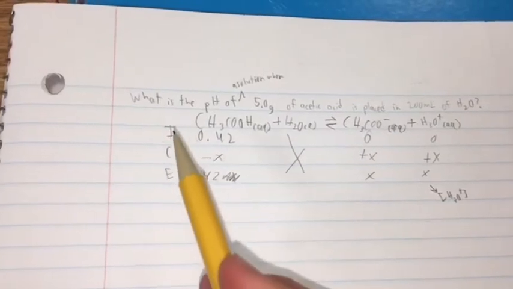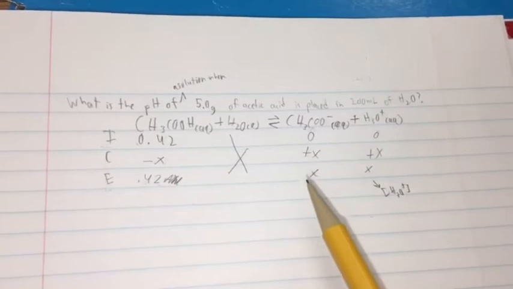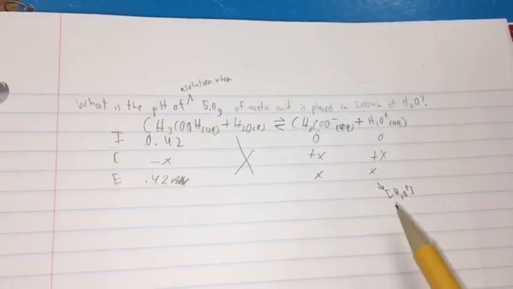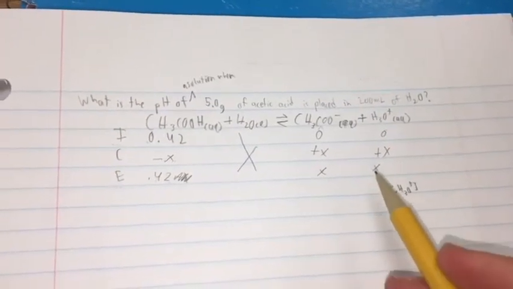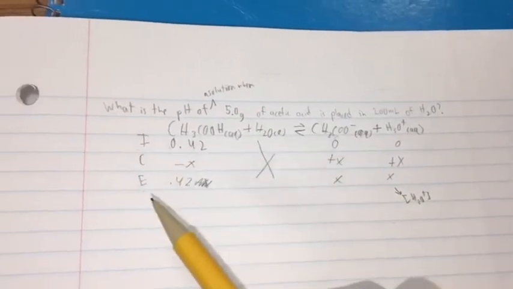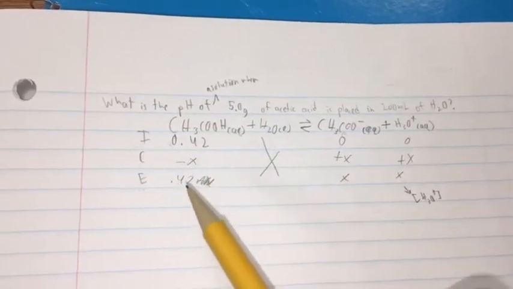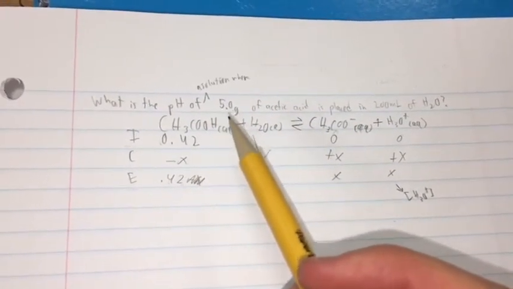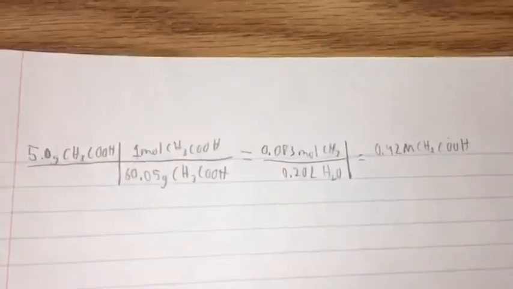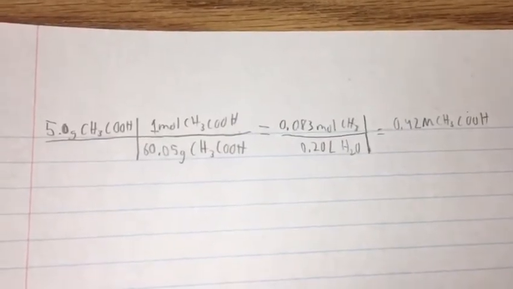Now, ICE stands for initial, change, and equilibrium. Since we're trying to find the pH, and pH is the concentration of hydronium, we're trying to find this x. And so we get started. But in an ice table, everything needs to be in molarity, or at least here it does. And we can't do that with 5 grams and 200 milliliters. So you have to do some dimensional analysis, as shown here, to get 0.42 molar acetic acid. And then what?